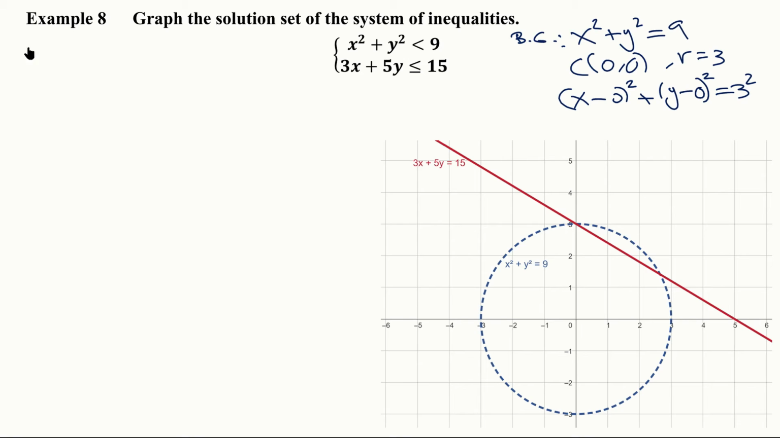So because it's less than, we know that we're going to want the points that are inside, right? So we want the points that are inside the circle, not on the circle, because it's strictly less than, right? And for the line, this is a linear one. Let's go ahead and look at that one.